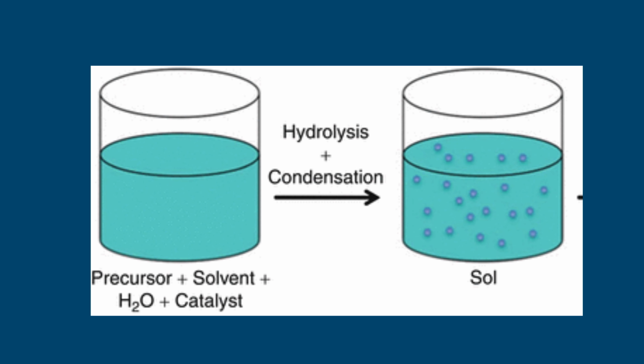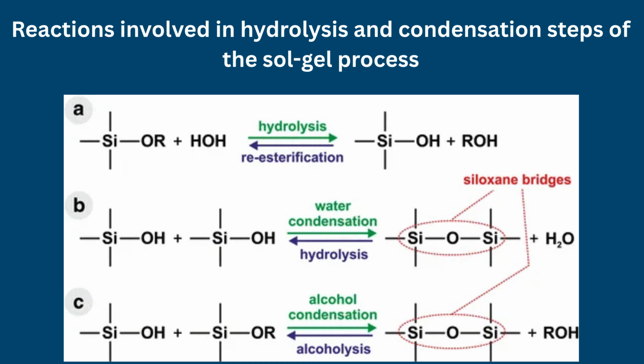The process begins with the preparation of a homogeneous solution, Sol, containing metal precursors such as metal alkoxides or inorganic salts. Hydrolysis replaces alkoxide or ligand groups with hydroxyl groups, followed by condensation reactions forming M-O-M linkages and generating a growing inorganic network. Reaction kinetics are strongly influenced by pH, temperature, solvent polarity, and precursor concentration. Acidic conditions generally slow hydrolysis and favor uniform particle growth, whereas basic conditions accelerate condensation and may promote aggregation.